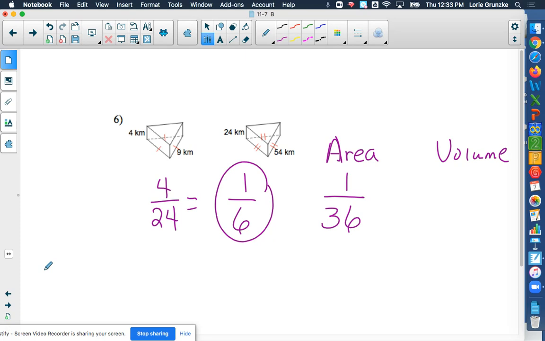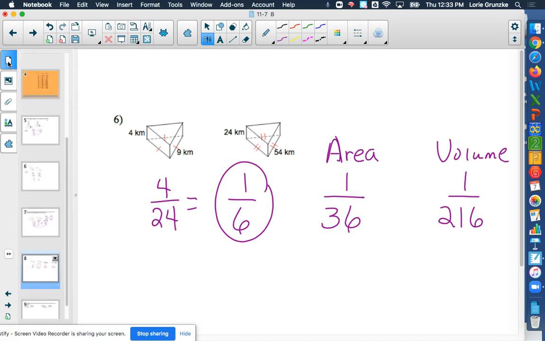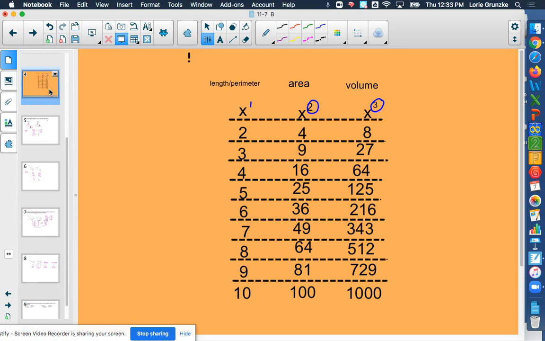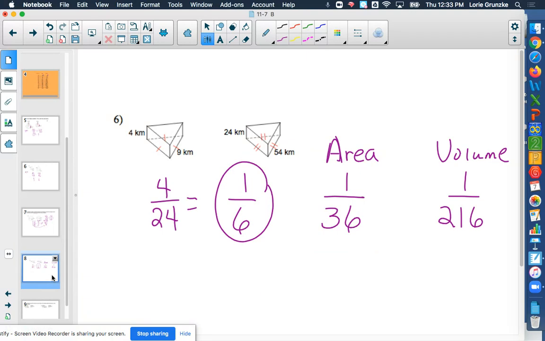To go to volume, go back to scale factor. 1 times 1 times 1, still a 1. 6 times 6 times 6. I think it's 216. No, you heard me hesitate. So I could either go on my calculator and check, or I could go to my table. 6, 36, 216. There's your 3 answers.